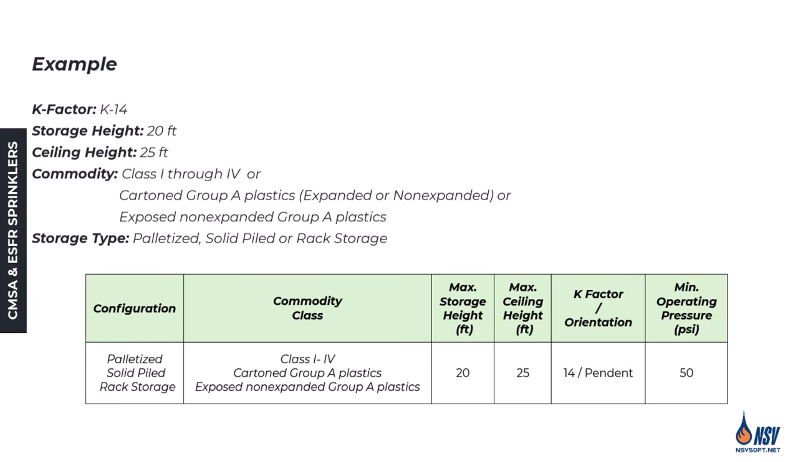While this flexibility is a huge advantage, allowing a single ESFR system to protect a wide variety of goods regardless of the commodity or storage method, there is a catch. If we know for certain that a warehouse will only ever store lower hazard goods, like Class 1 commodities, using an ESFR system might actually result in a higher overall water demand. We'll explore exactly why this happens in the next section.